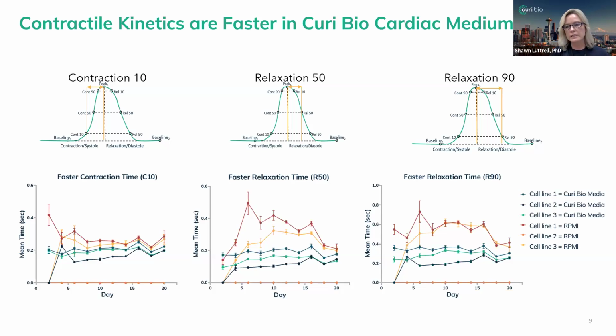So contractile kinetics of the tissue correlates with the calcium handling capabilities along with any irregularities. Slower kinetics may indicate compromised development of that contractile machinery. And what we can see is both contraction and relaxation of the tissues were physiologically relevant in our media, and they were faster in our media, suggesting a more healthy developmental state of the muscle.